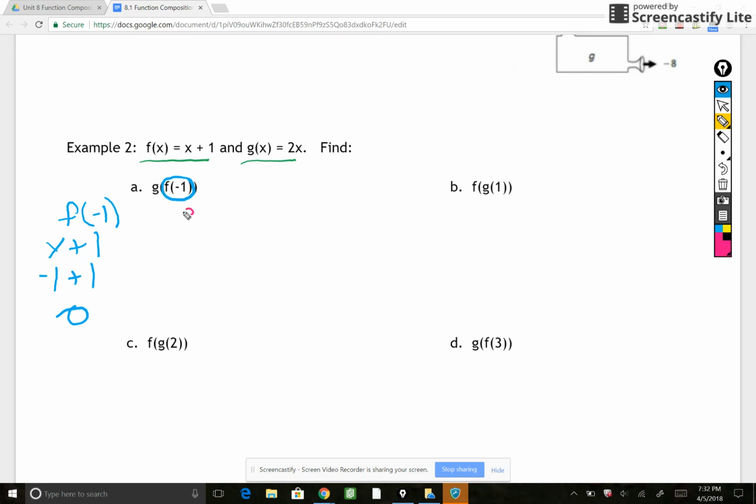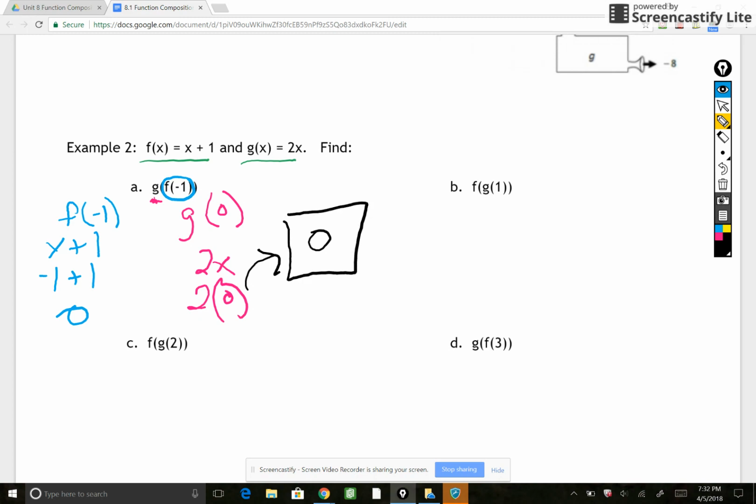Now I have to find g, since g is my outside here. g of 0, g is 2x, so 2 times 0. So my final output or answer should be 0.